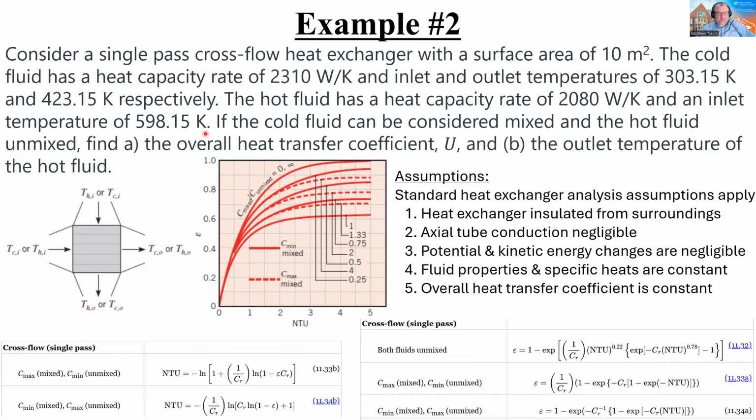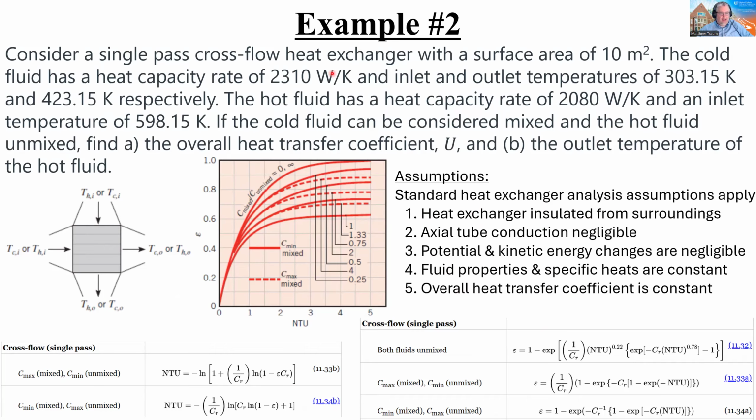Okay. If the cold fluid can be considered mixed and the hot fluid unmixed, that gives us a hint about what to use. Find the overall heat transfer coefficient U and the outlet temperatures of the hot fluid. I'm going to use my normal heat exchanger analysis assumptions, which we've gone through before. I'm going to add steady state to this slide. I borrowed this from the book, and there's no mention of steady state. It's crazy. So steady state plus these.